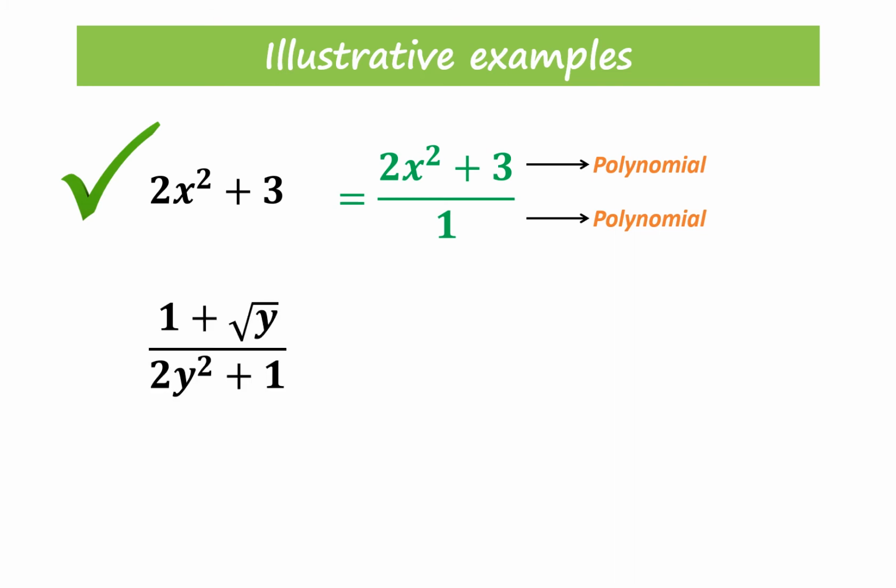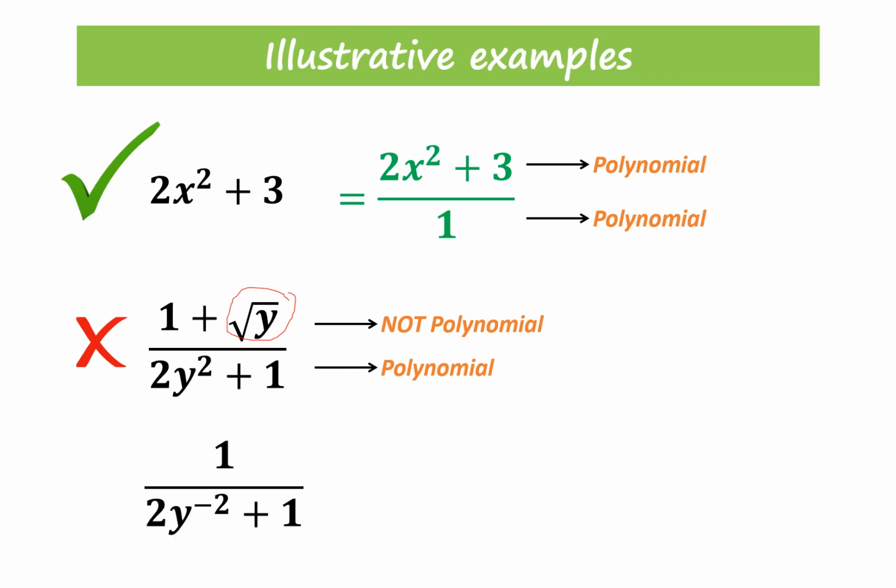Next expression. So 1 plus the square root of y all over 2y squared plus 1. So numerator, meron tayong radical sign. We have the square root of y. So automatic, it shows that the numerator is not a polynomial, but the denominator is a polynomial. But still, the condition to be a rational algebraic expression, dapat ang numerator at ang denominator ay parehas polynomial. So therefore, this is not a rational algebraic expression.